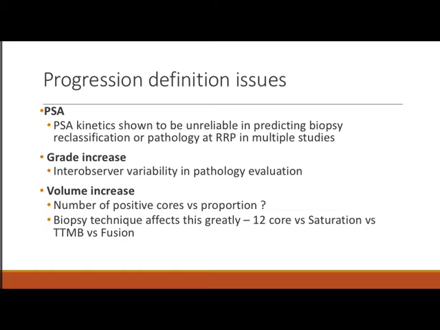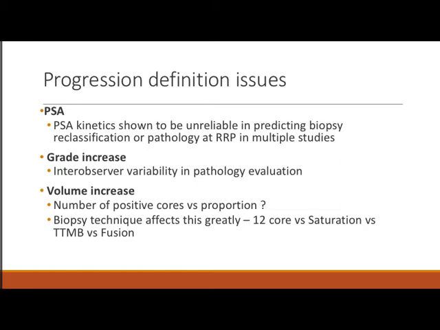So that raises the issue of progression and what your definitions for progression are. PSA kinetics, as we mentioned, are unreliable, often in predicting biopsy reclassification and pathology at radical prostatectomy. There's a lot of inter-observer variability in pathology evaluation and identifying grade increase. And what does volume increase mean? Do you take the number of positive cores versus the proportion of cores that are involved?